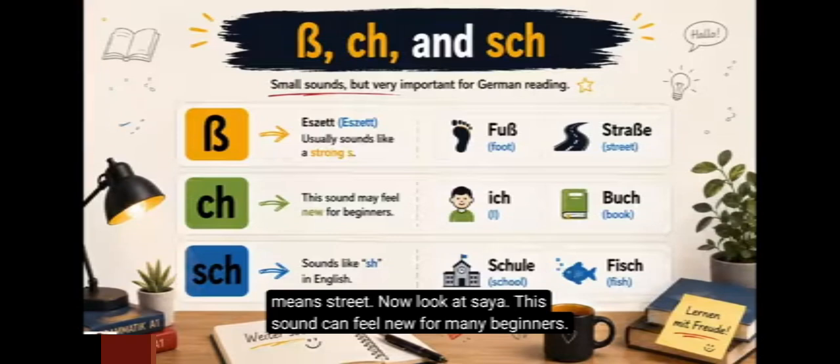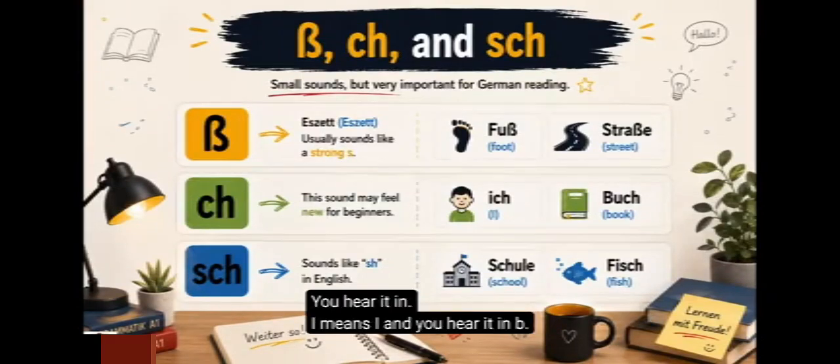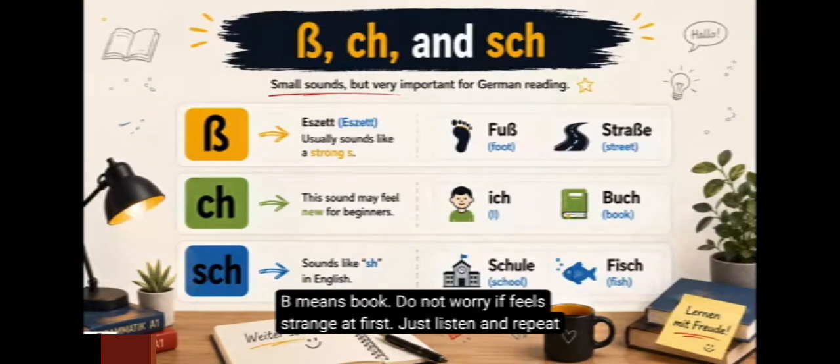Now look at ch. This sound can feel new for many beginners. You hear it in ich. Ich means I, and you hear it in Buch. Buch means book. Do not worry if ch feels strange at first. Just listen and repeat slowly.